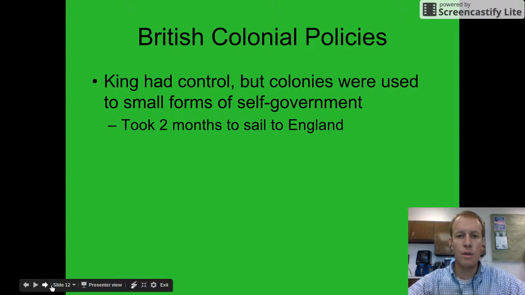So the British colonial policies we had at this time, the system worked like this. The king had control, but colonies were used to some forms of self-government. Number one, it took 2 months to sail to England. So we're talking a round trip of at least 4 months, probably more by the time the business was taken care of. So the colonies had to take care of themselves. There was no quick communication across the Atlantic Ocean. So colonies were already accustomed to self-government.